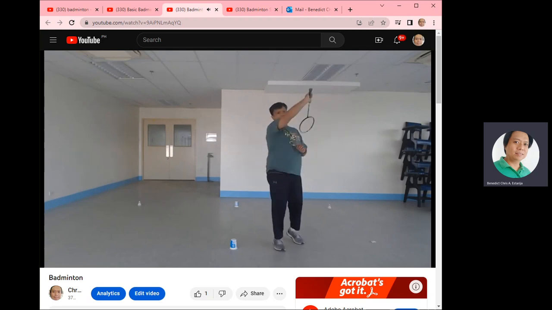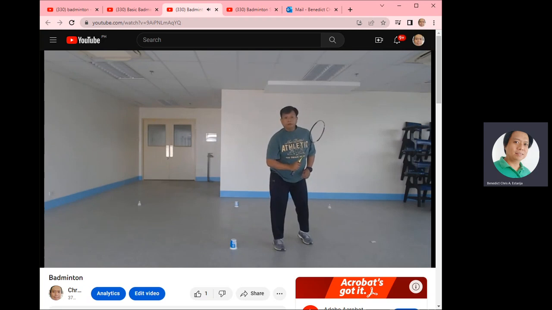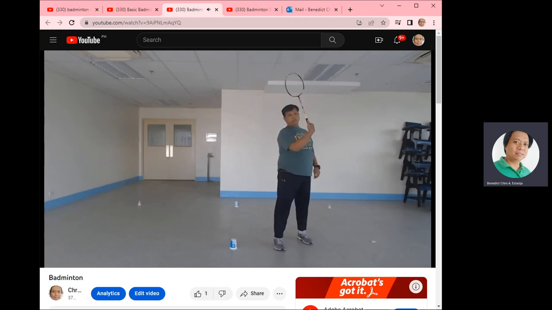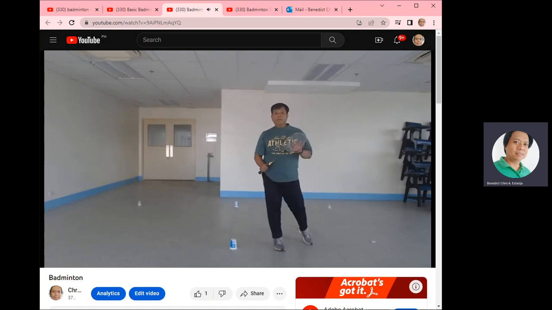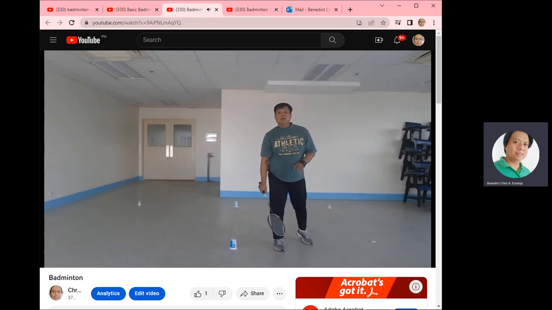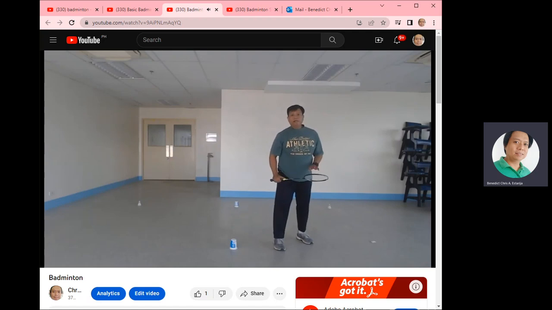Okay, overhead shot. Remember that your thumb should be in front of your racket near its neck, so that you'll have better control. But if you would want to adjust your handle, it's all fine. Make sure that you are very comfortable with how you handle your racket, and as much as possible, do not let it touch the ground by smashing. Okay, so get ready, backhand, overhead shot, and go.